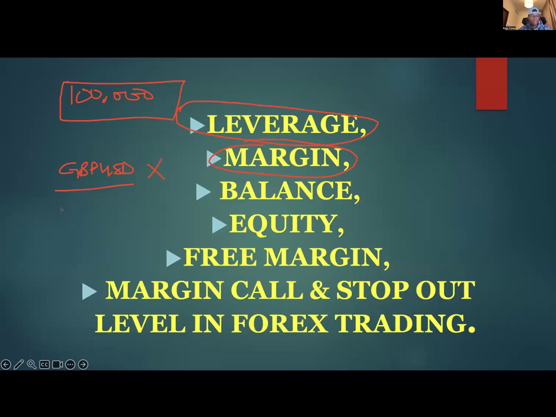But what if I tell you that with your $1,000, I can still let you trade as if you have what? As if you have 100,000. How can I make that work? What if I tell you that with your £1,000, I can make you trade as if you have 100,000 pounds? That is by the power of what?